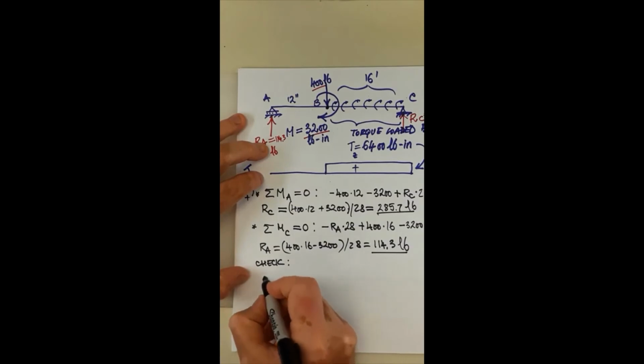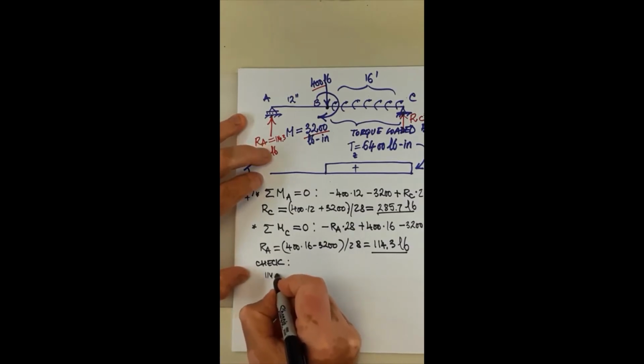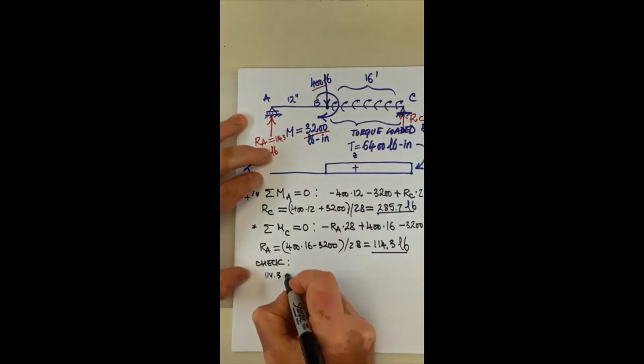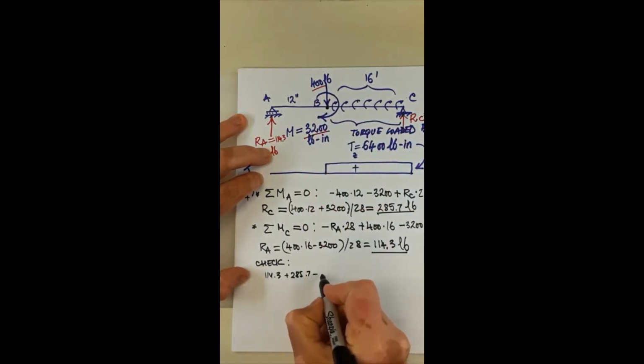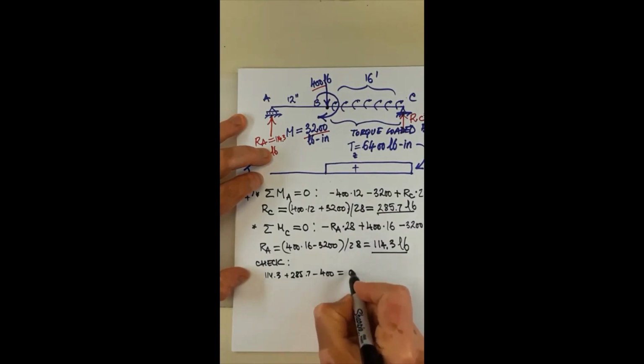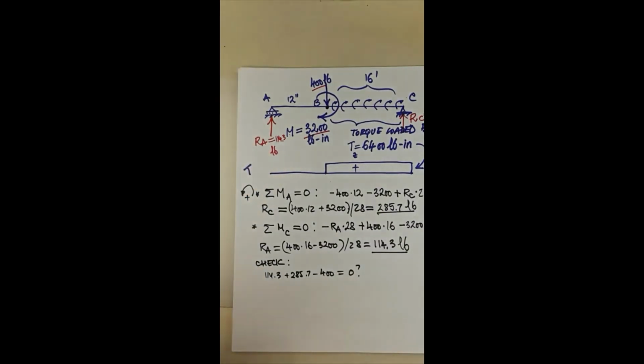Okay, so verification. Assume positive goes up, it's 114.3 plus 285.7, and then negative 400. Is this equal to 0? So 114.3 plus 285.7 minus 400, exactly 0. So it's correct. We can now proceed to drawing the shearing force and bending moment diagrams.